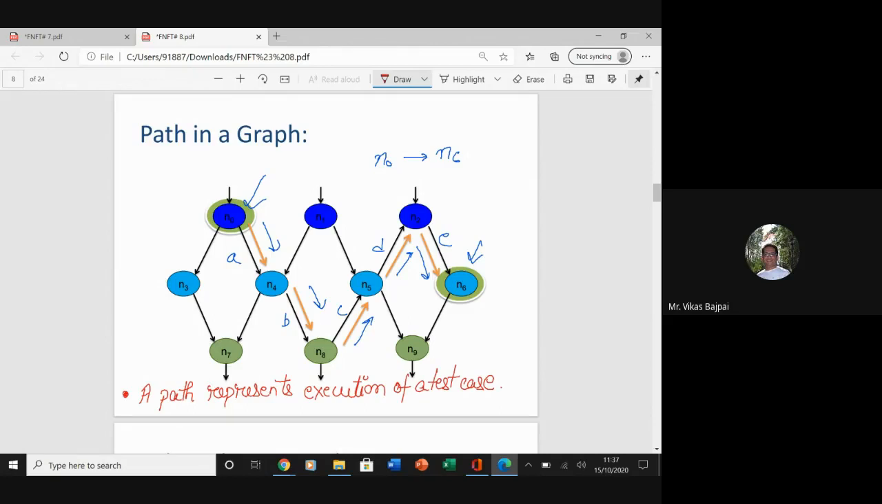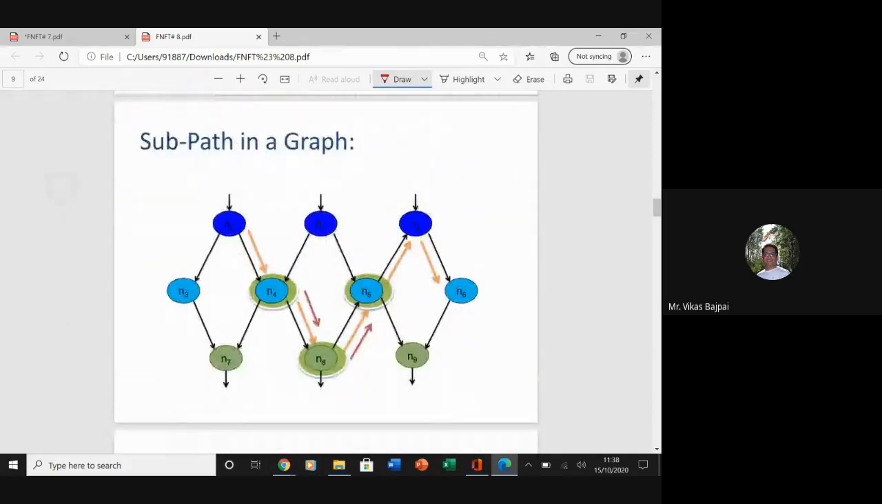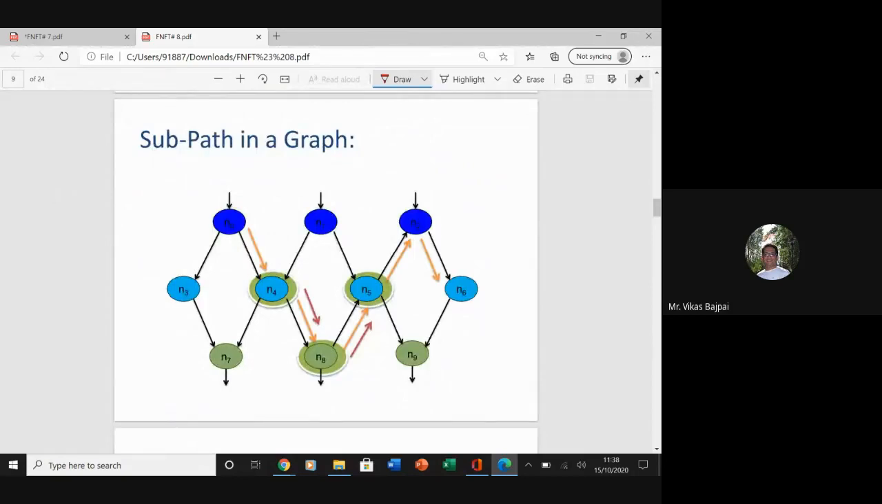Right. A particular path represents the execution of a test case. Any doubts up till now? See, this point will be much more clear when we focus on control flow graphs. Now next is subpaths, because we have talked about paths. So the next thing we are left with in this particular case is the subpath.